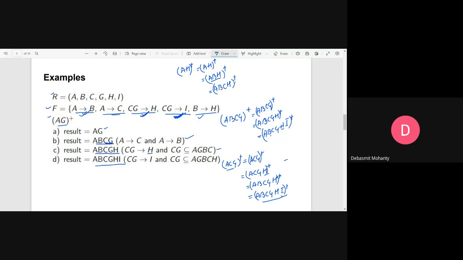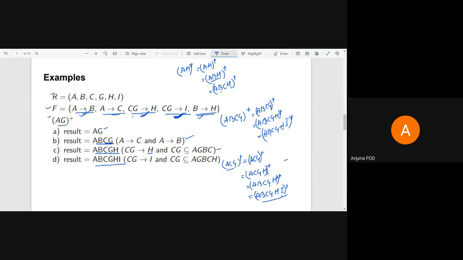Yeah, that's right. Is it satisfying any other? Are we getting any other attribute? No, nothing. We won't be getting any other attribute, because B determines H, and we already have both B and H.